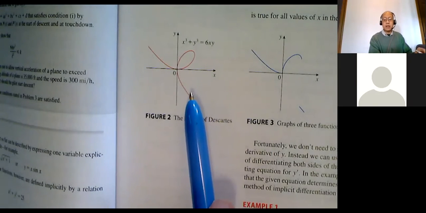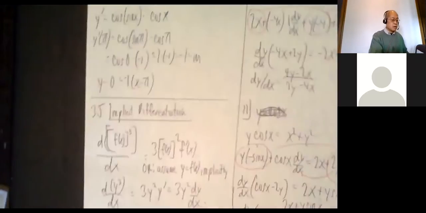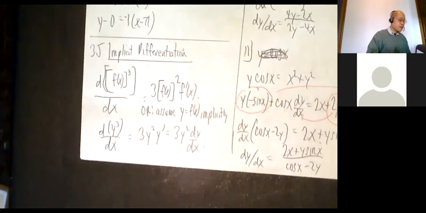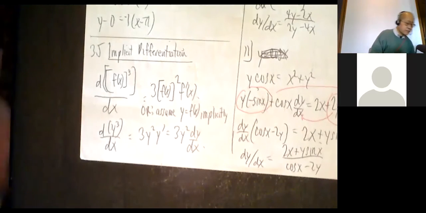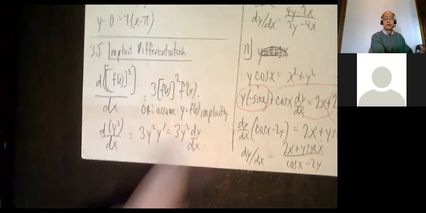So how do I find a derivative in such circumstances? I'll show you, as an introduction for implicit differentiation. We basically piggyback off of the last section, the chain rule.